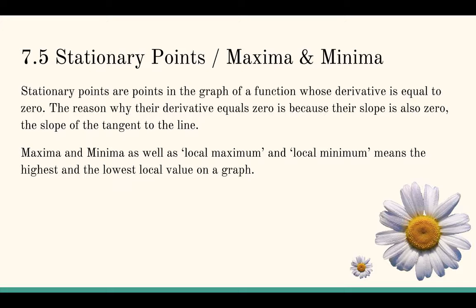So stationary points are points in the graph of a function whose derivative is equal to 0. The reason why their derivative equals 0 is because their slope is also 0. So the slope of the tangent to the line of the function must equal 0. This means that they're not increasing or decreasing. They are constants, as I showed in the first section, 7.4, with the first graphs.